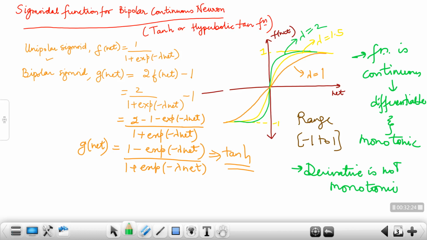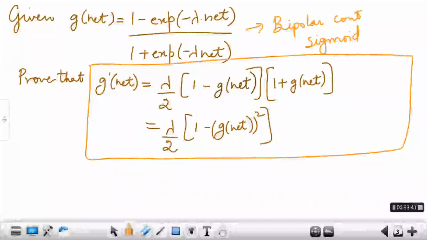Now this particular function, and not only this but the hyperbolic tangent function and the logistic function, are both used in feed-forward neural networks. So they have a very important role to play. Now students, this is what you have to prove. You are given the bipolar continuous sigmoidal function, which is this, and you have to find the derivative g dash of net and show how it equals the activation function. So this is what you have to prove.